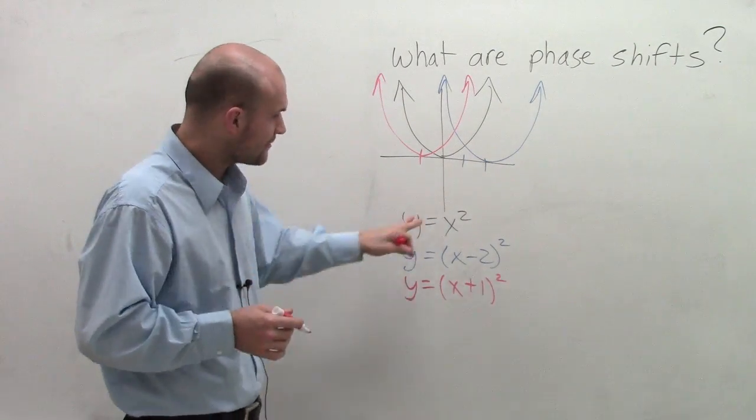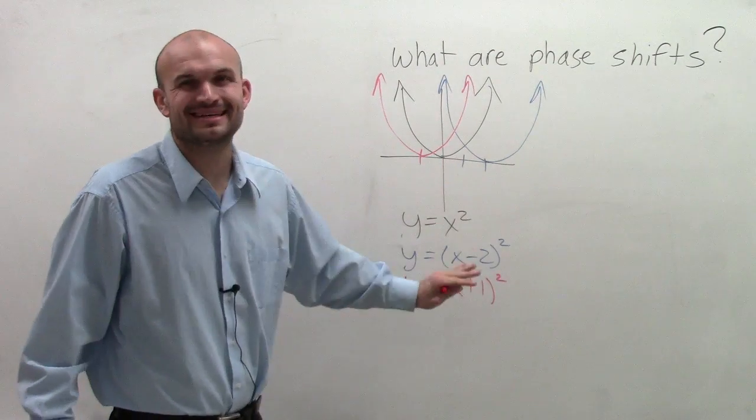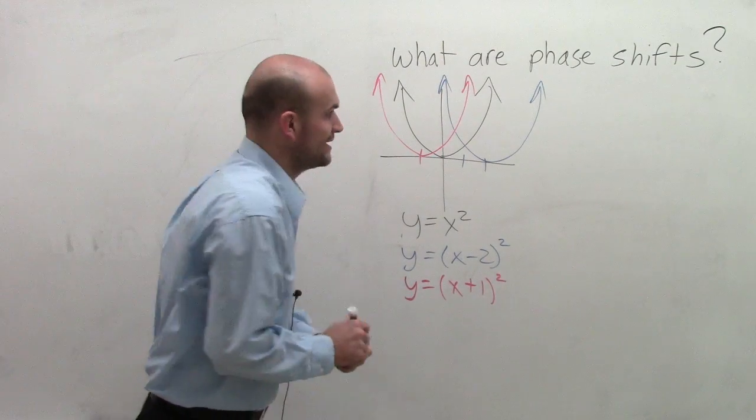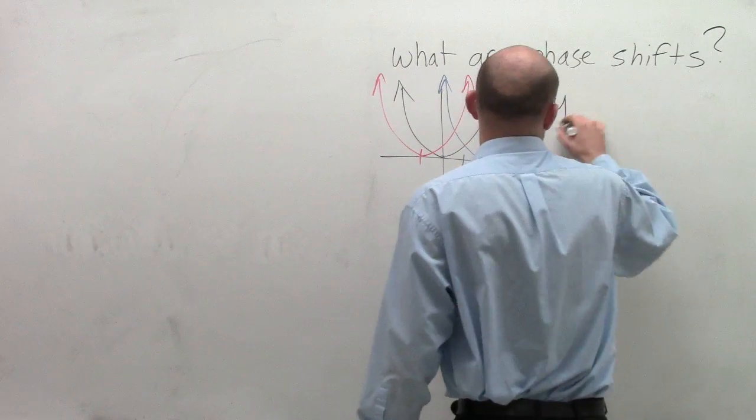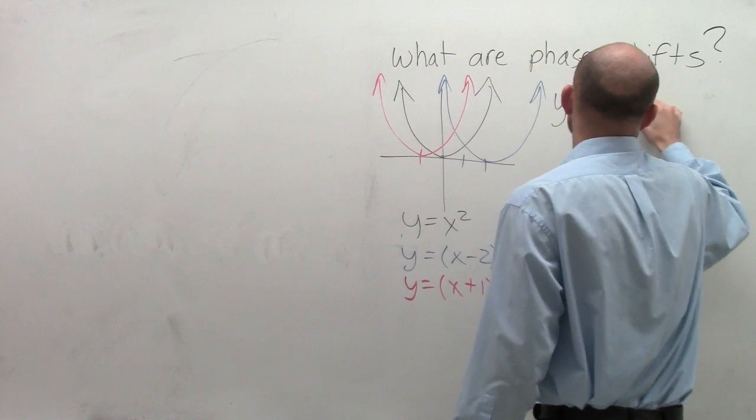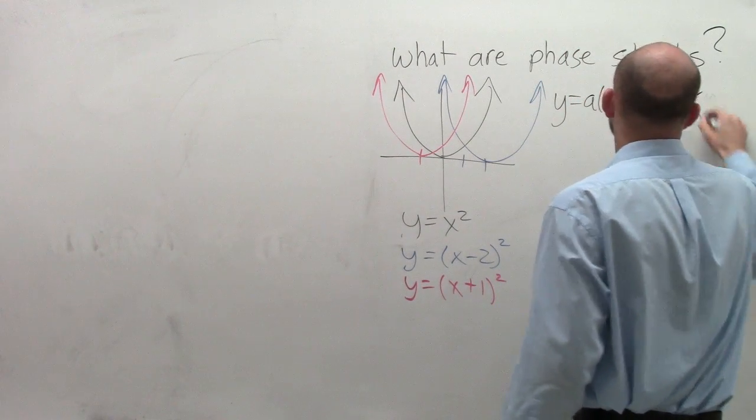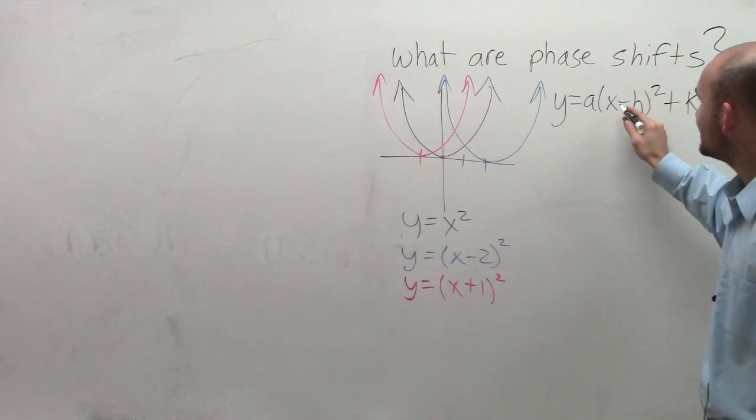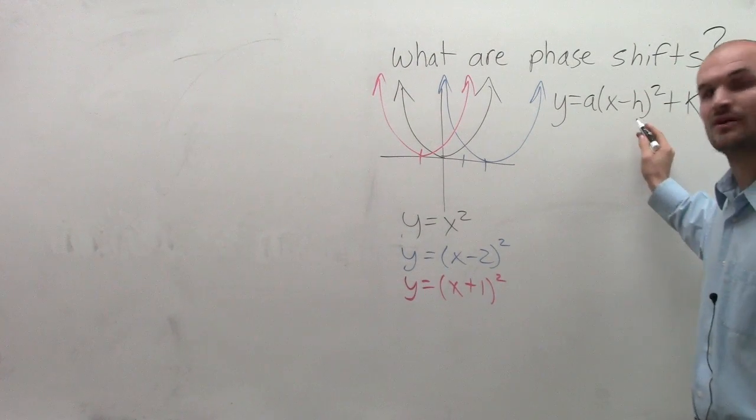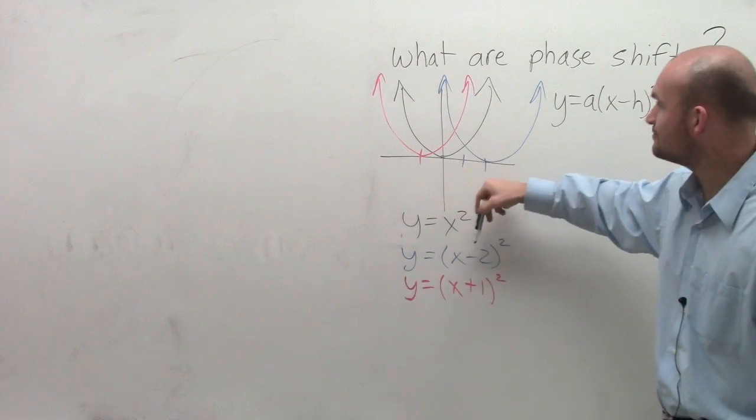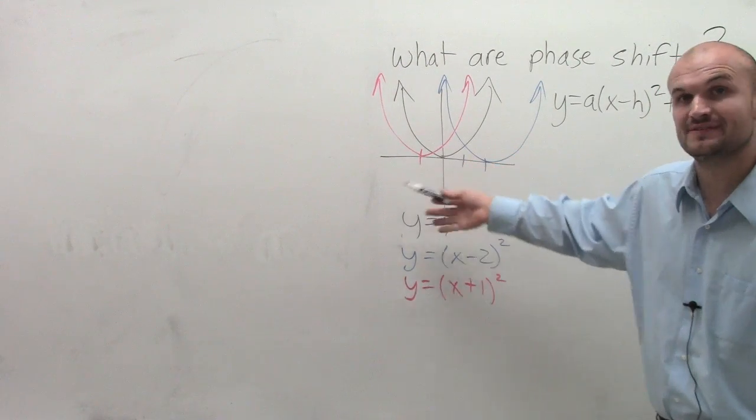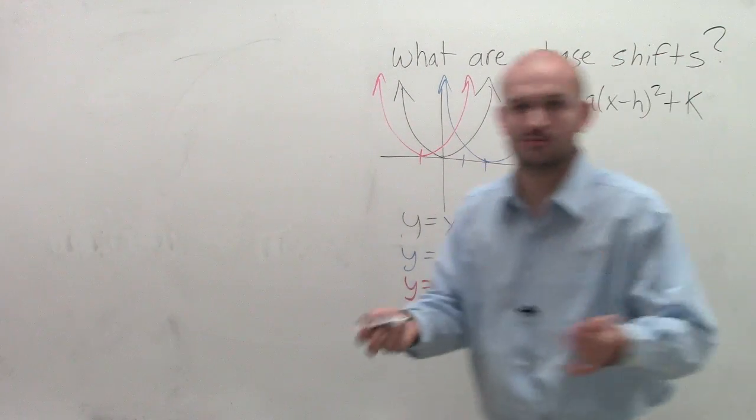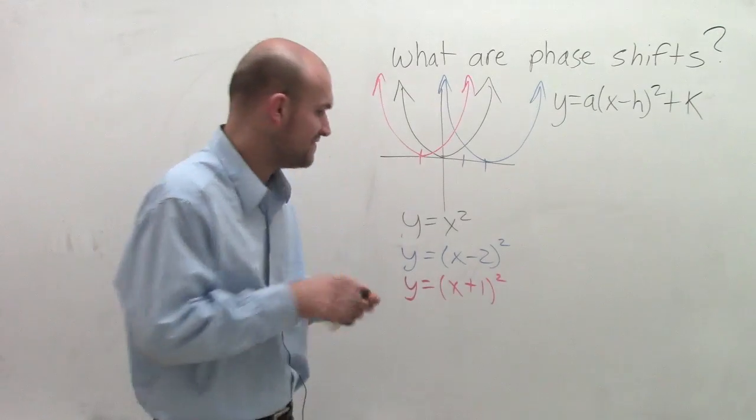It was important for us to understand why we went in the opposite direction, because when we look at the standard form of a quadratic, it says y equals a times x minus h squared plus k. This is very, very similar to the trigonometric function we're going to use. Notice that you shift the x opposite of h. So when I say x minus 2, that means I'm shifting to the right 2 units. This is a good review for us to understand our phase shifts.